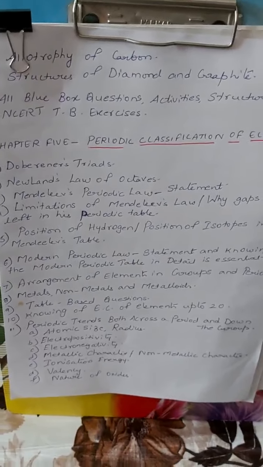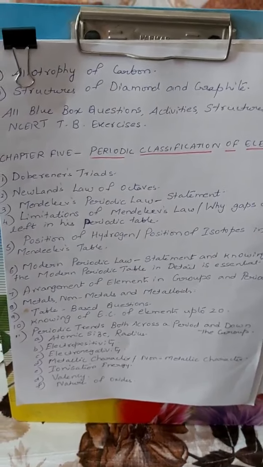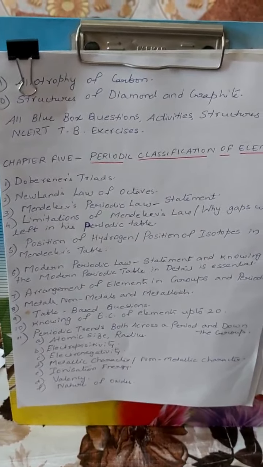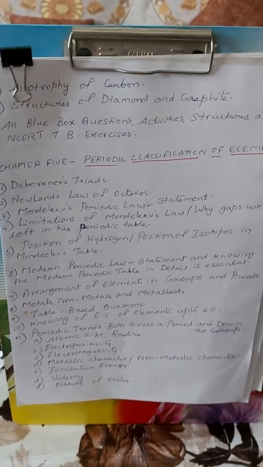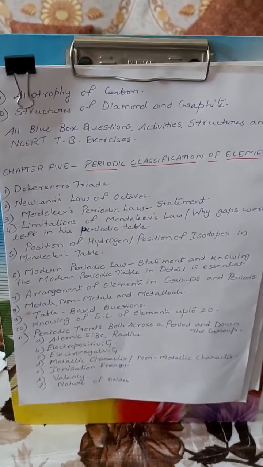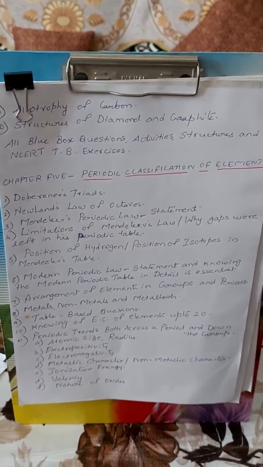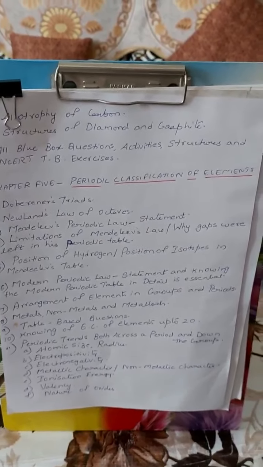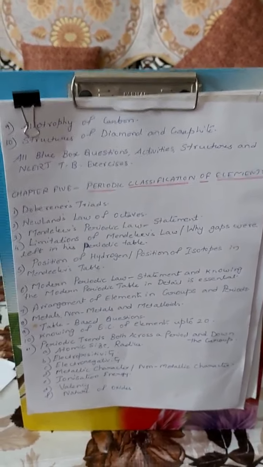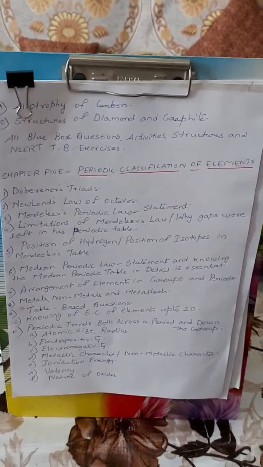Now, what is allotropy? What is the phenomenon of allotropy? The definition of allotropes. What are the different allotropes of carbon? Structures of diamond and graphite are most important. Along with this, please concentrate on all the blue box questions, activities, structures, and the NCERT textbook exercises.